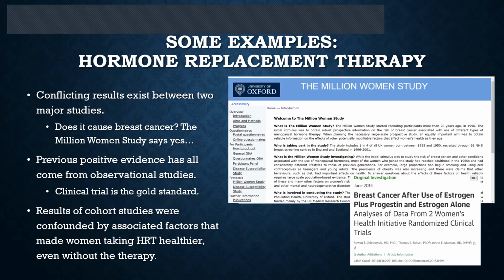So that's just a good example of something from the real world of real problems and real research that shows how important it is to be mindful of the potential errors in your study design.